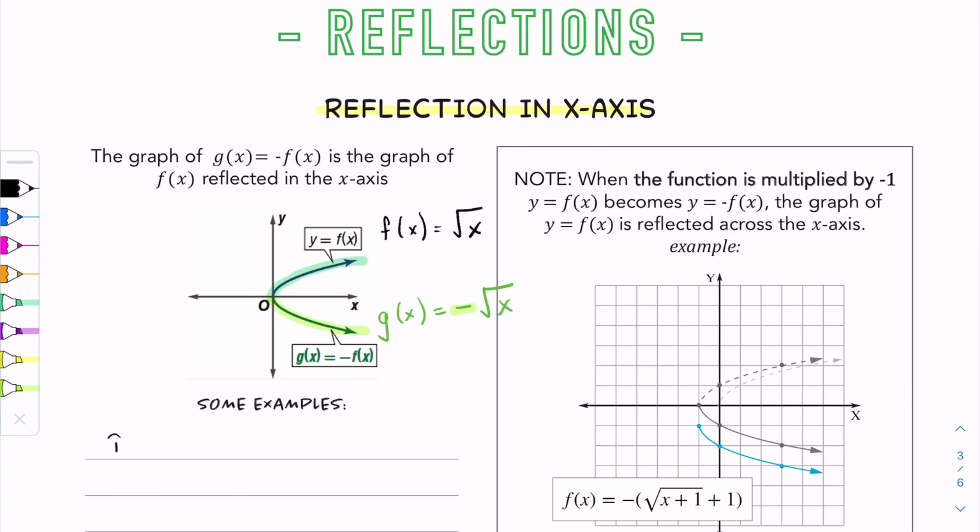If we looked at some examples, let's look at a quadratic function. We could have f of x is equal to, the parent quadratic is x squared, so let's multiply that by -1. And that's going to be negative times x squared, which is going to be a reflection across the x-axis.